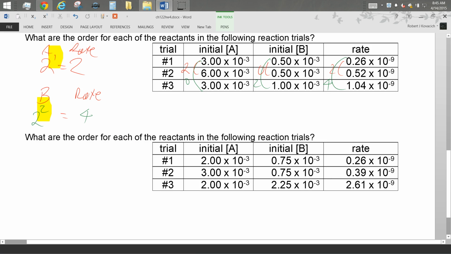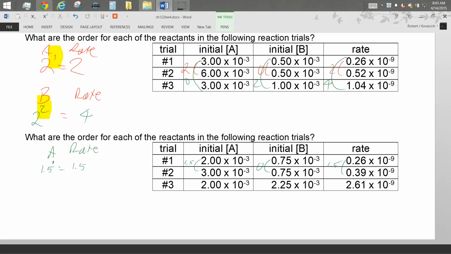All right, let's do that same thing with the next one. All right, so let's choose trials 1 and 2 again. So there's no change in B, and how much does A go up? Goes up by 1.5. And how much does the rate go up? It also goes up by 1.5. So A goes up by 1.5, the rate goes up by 1.5, so then it must be a 1, first order with respect to A again.